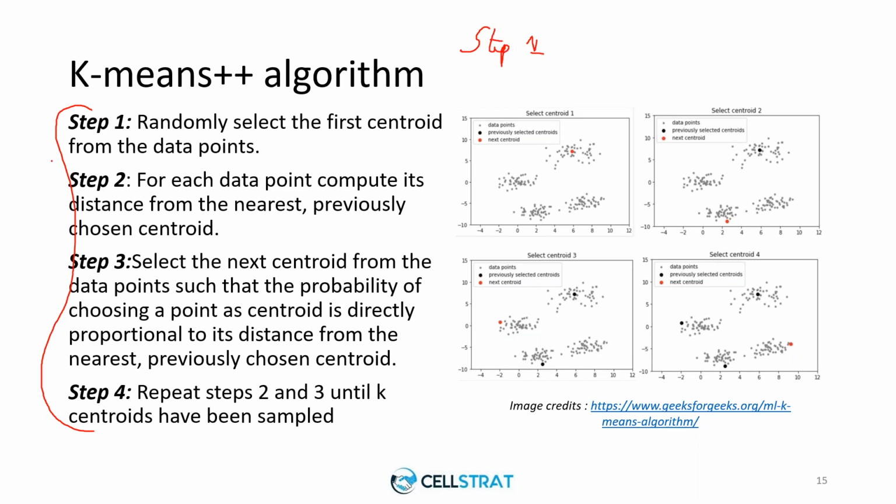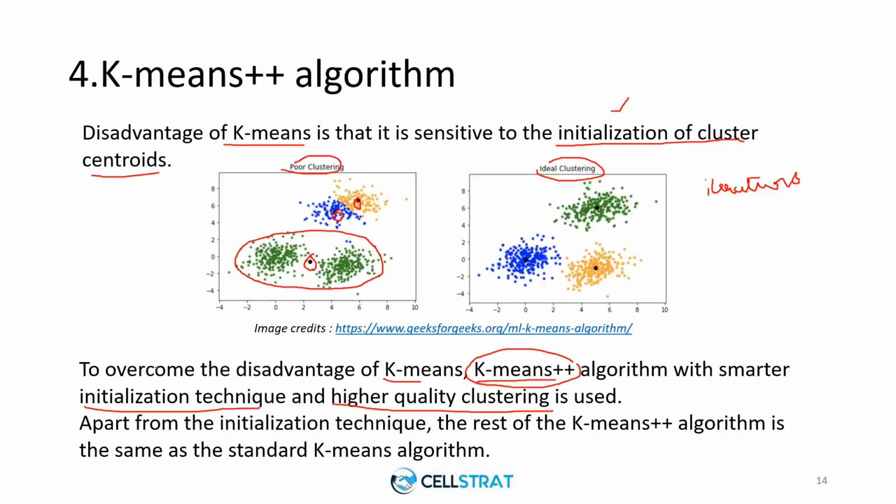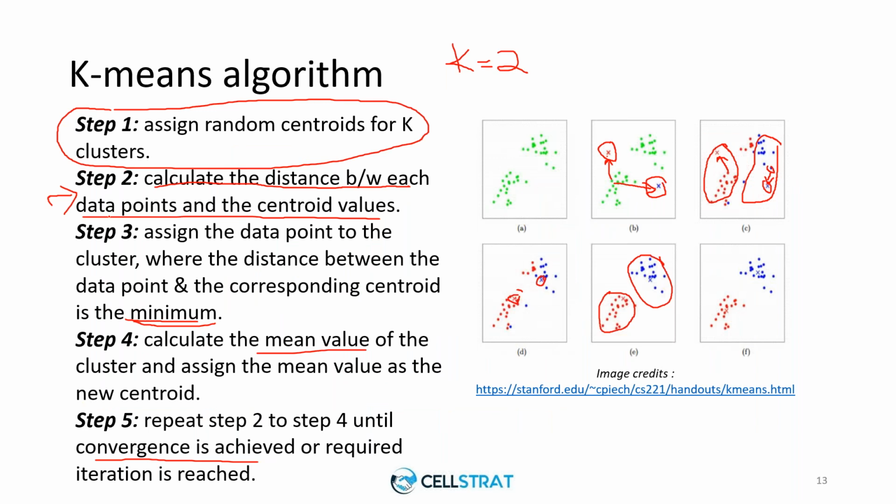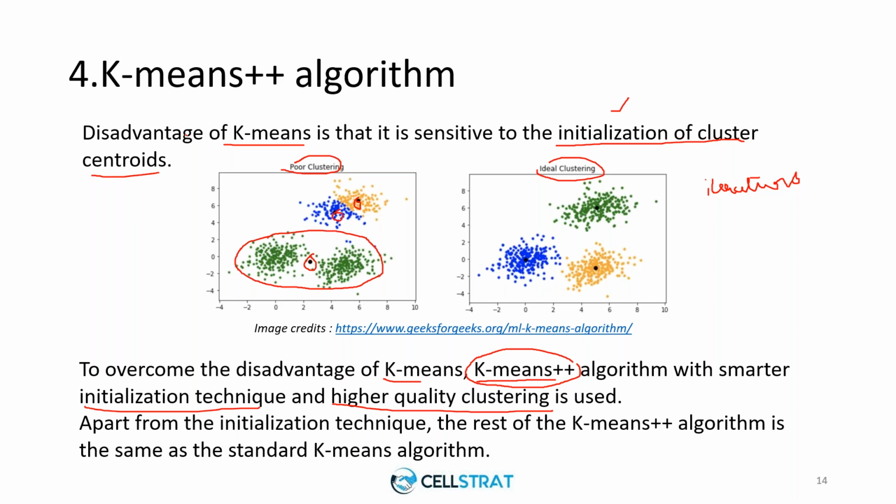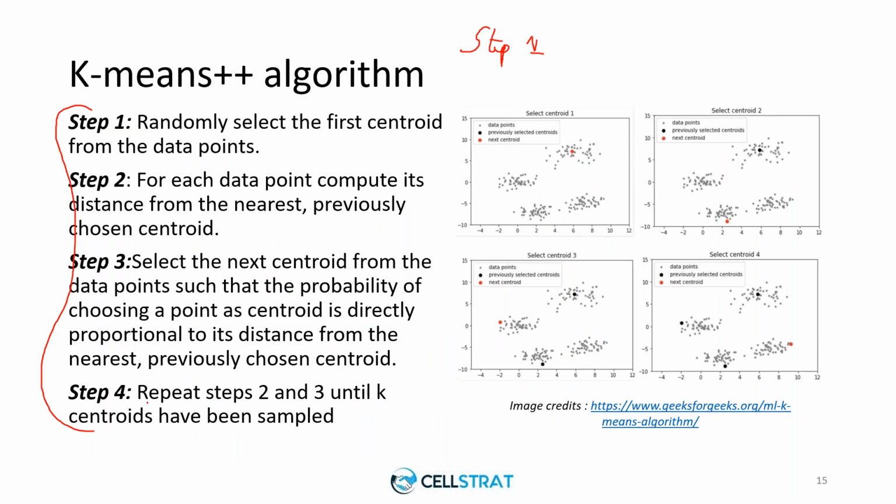Step one of K-means is divided into four steps, and from step two onwards, it is the same. K-means plus plus behaves the same as K-means, so only for step one is it different. I have put that as four steps for better understanding. These four steps are all part of initialization. Okay, please don't get confused. All these four steps are part of initialization of step one, which you saw in K-means.